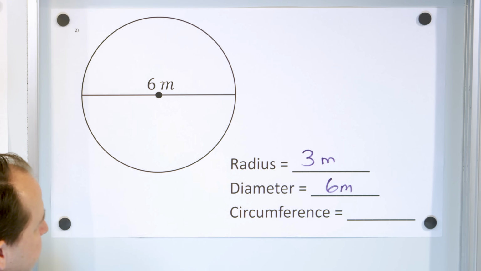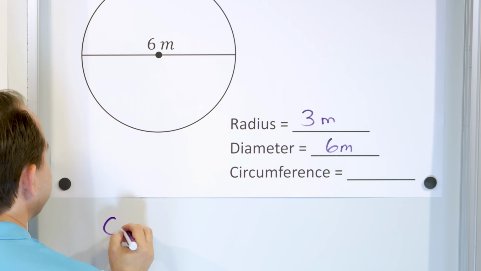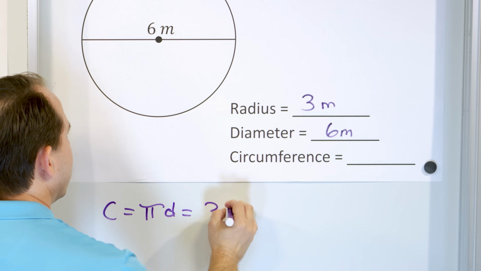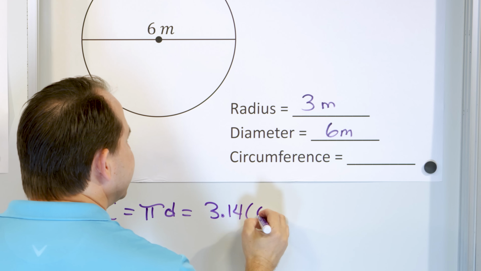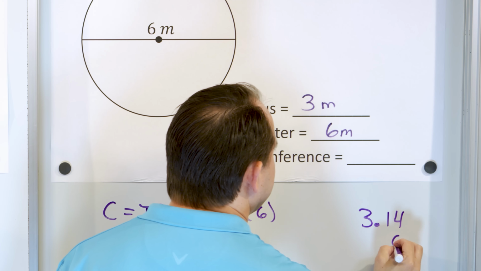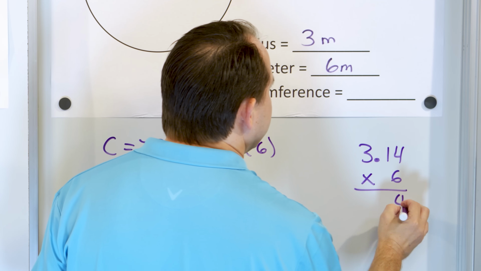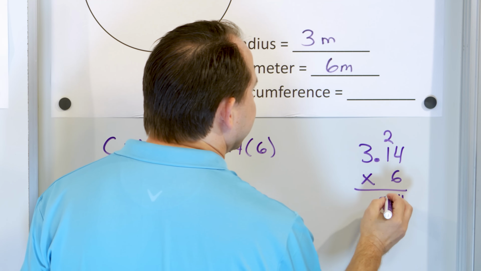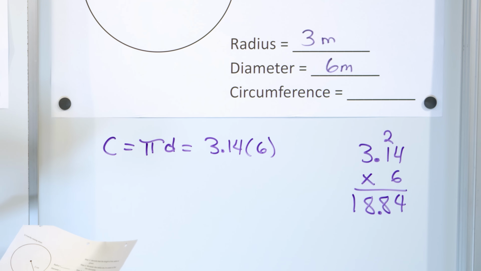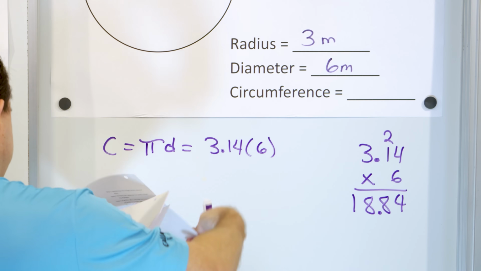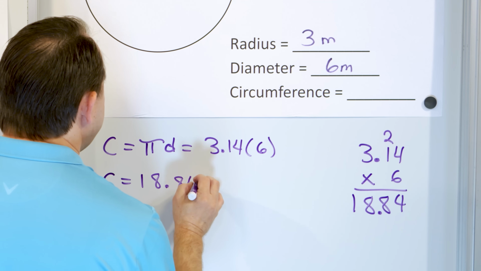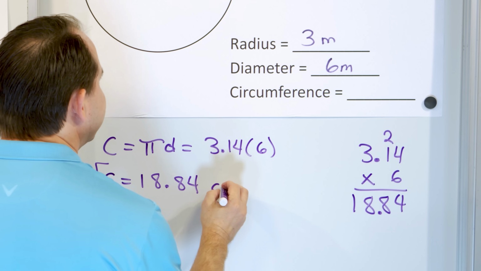2 times the radius should be the diameter. And then the circumference, I could just write as pi times the diameter, which is 3.14 times the diameter of 6. And again, we're not going to multiply that every single time, but 3.14 times 6, 6 times 4 is 24, 6, 7, 8, and then 3 times 6 is 18 with 2 decimals after the position there, right? And so I'm going to get 18.84.